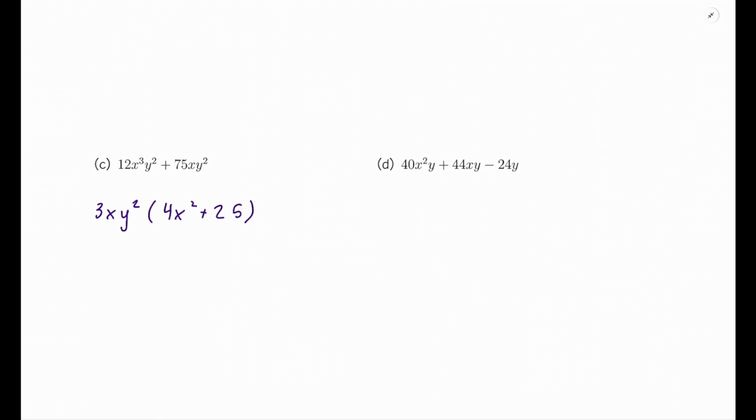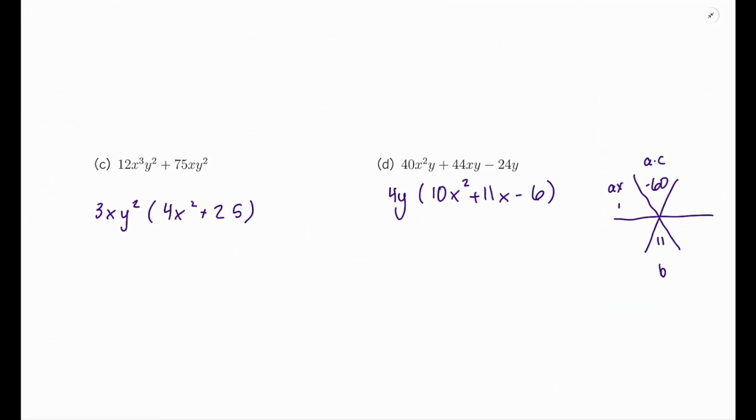And finally, part D, 40x squared y plus 44xy minus 24y. First, take out the GCF, which is 4y. Then we get 10x squared plus 11x minus 6. Now I have a quadratic trinomial, but the leading coefficient is 10. So instead of guess and check, I am going to use the asterisk method. A times C is negative 60. B is 11.